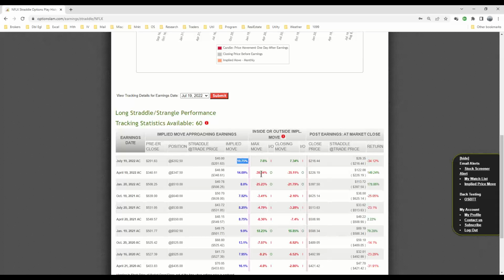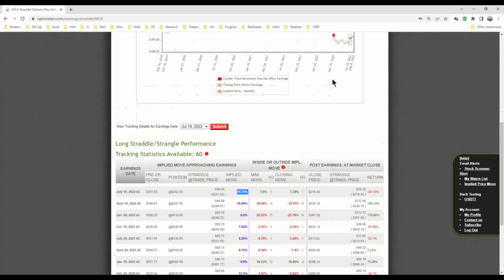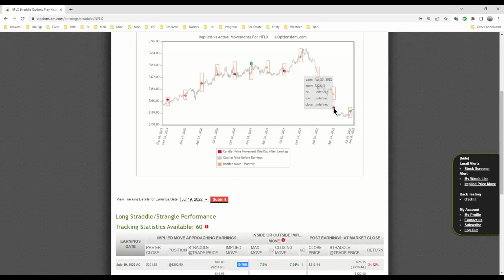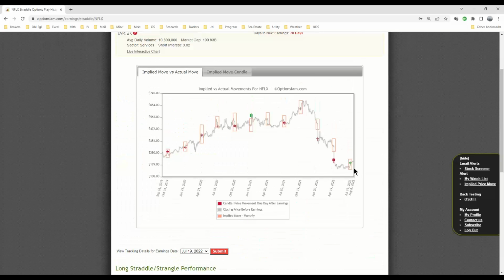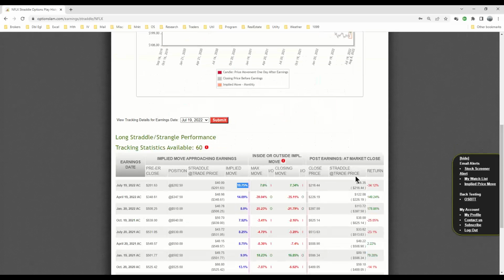Okay, max move down 39% on that earnings event on April 19th. That's that one, down 39%. There's the data. The closing move by the end of that day was down 35%. Huge move down. It was outside. Was it inside or outside the implied move? Way outside the implied move. This one, as we already knew from looking at the chart, this one was inside the implied move.